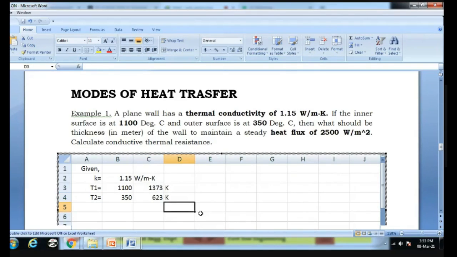623 Kelvin. Is it okay? So we got T1, T2. And what else is given? Heat flux. In order to maintain the steady heat flux of 2500 watt per meter square, there is heat transfer, right? And what is asked is to calculate the conductive thermal resistance. Okay, tell me what is given now. 2500. What is it?